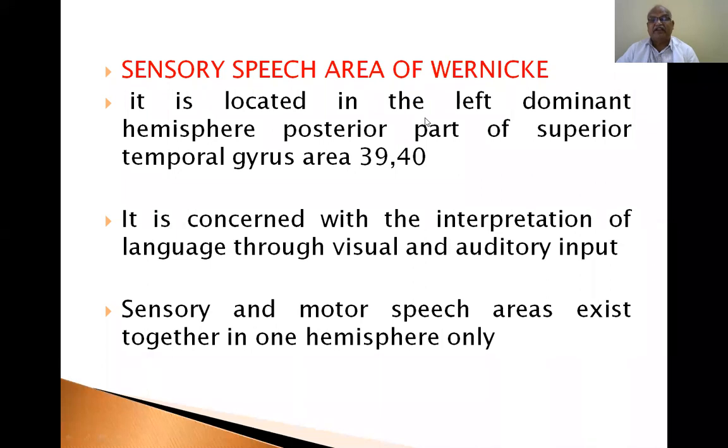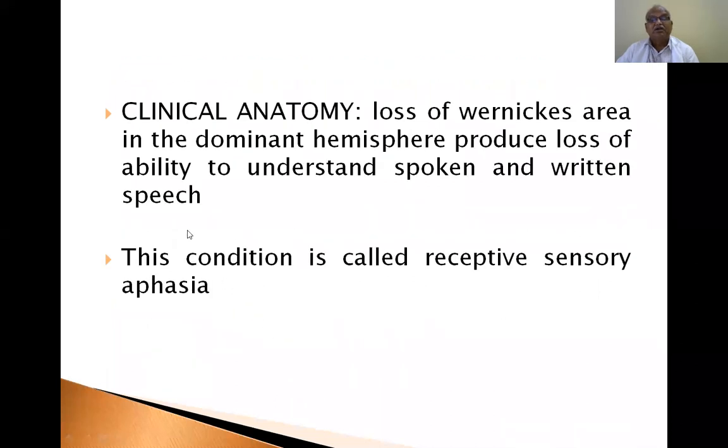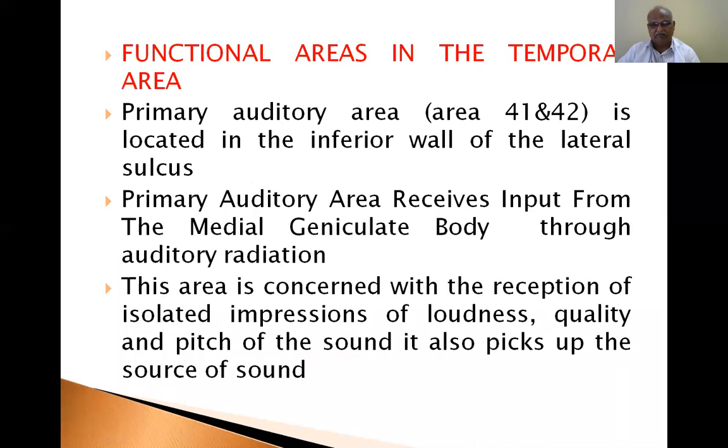Sensory area of language, Wernicke's area. It is located in the left dominant hemisphere, posterior part of the superior temporal gyrus, areas 39 and 40. It is concerned with interpretation of language through visual and auditory input. Sensory and motor speech areas exist together in one hemisphere only. Loss of Wernicke's area in the dominant hemisphere produces loss of ability to understand spoken and written speech. This condition is called receptive sensory aphasia. So, motor speech aphasia, receptive sensory aphasia. So, I have explained the objectives of aphasia.